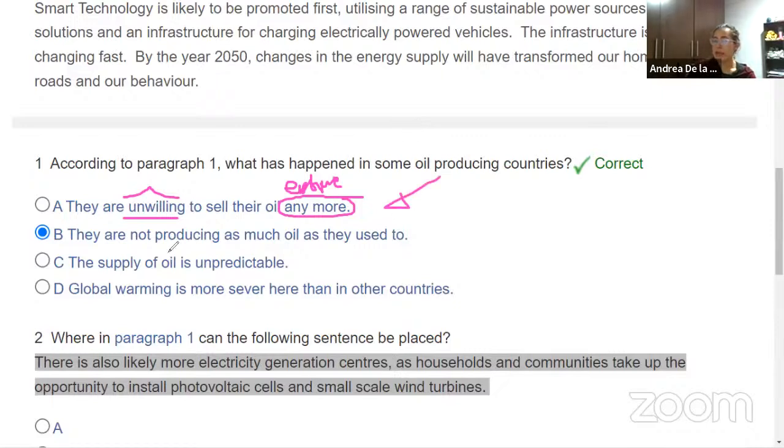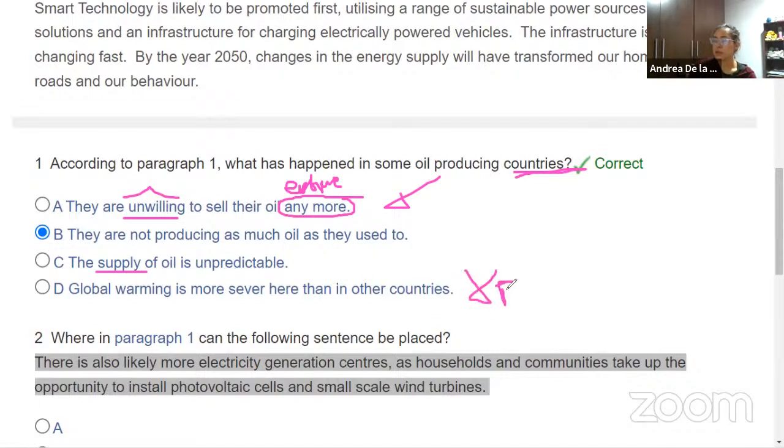Too extreme. The supply of oil is unpredictable. They don't talk about the supply of oil, right? They talk about the countries and what's happening there. And there's nothing that says anything about how the supply of oil is. And then they say global warming is more severe here than in other countries, which is not true.